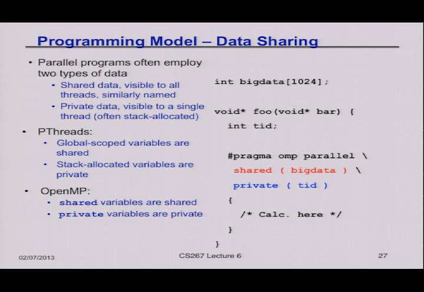And OpenMP is different. You have to explicitly declare what's shared and what's private. So there's a declaration. You want to say big data is shared, and my local loop index, TID, or thread ID, is private. And so you have to have more explicit control over that. And then you do the calculation.